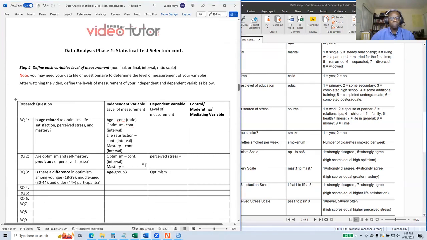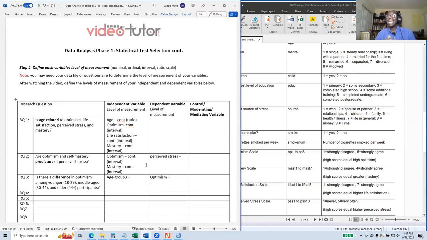So the mastery scale is going to be continuous interval. And the reason why it's interval is because it does not have an absolute zero. So if a person scores a 0 on a satisfaction test, that doesn't mean they have no satisfaction. It just means that, it doesn't make sense. So it's either low satisfaction or higher satisfaction.